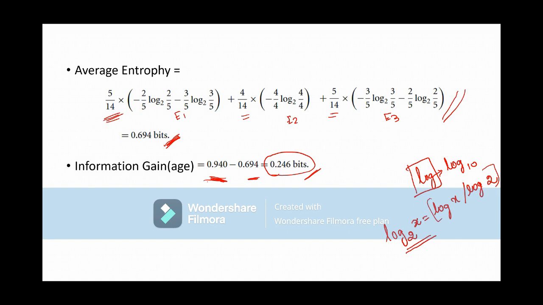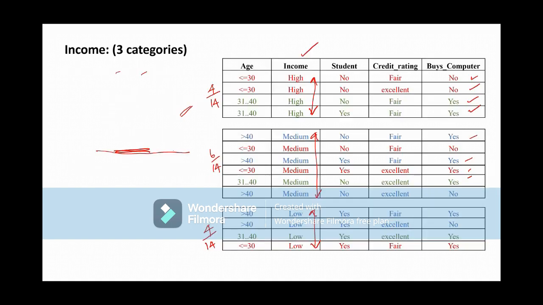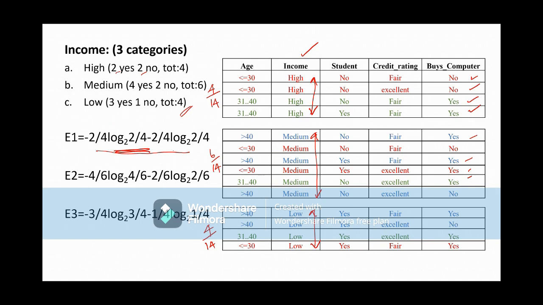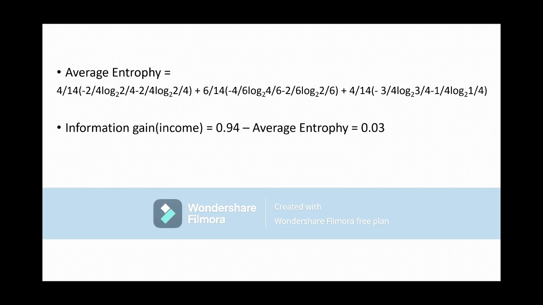So we have calculated the entropy for the income categories, and we have to substitute the entropy values in the average entropy. Here, 4 by 14 into E1 plus 6 by 14 into E2 plus 4 by 14 into E3. So substituting the values, you'll get an answer, and while substituting the average entropy in information gain, the information gain of income now becomes 0.03.